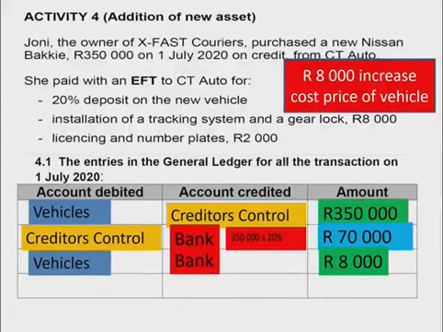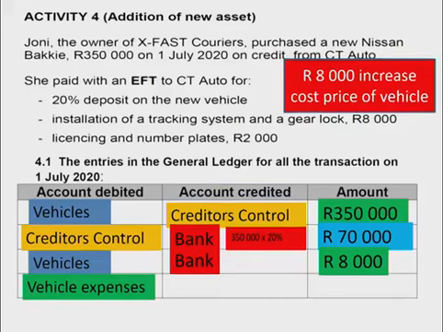In the last transaction there, it says that the licensing, and we're paying for the number plates, that's more or less for the registration, that's an extra 2,000 Rand. Now that will have to be done every year. Every year you have to renew your license. So we cannot say that the 2,000 Rand will actually increase the cost price of the vehicle. That is a recurring expense you'll have to do each and every year. So the licensing, you'll have to do it each and every year. So that will just be a normal vehicle expense that will not increase the cost price of the vehicle.